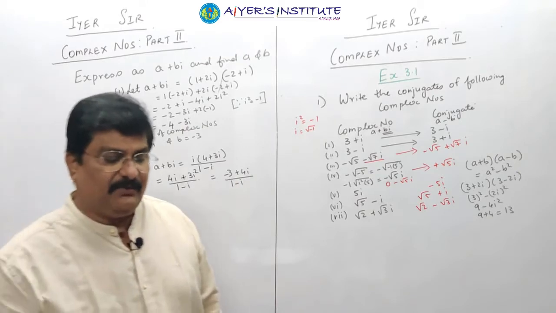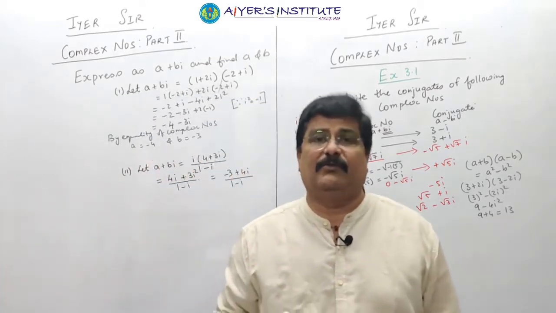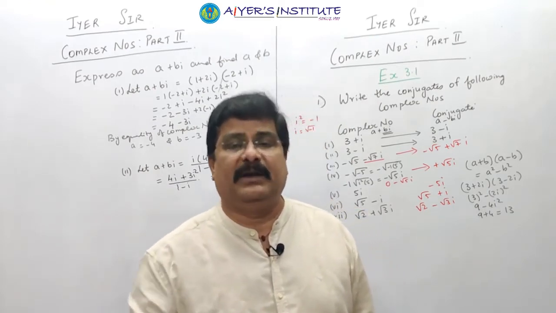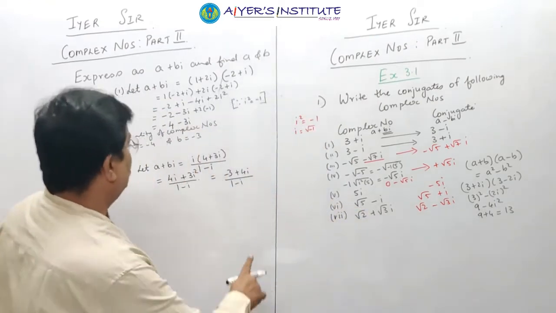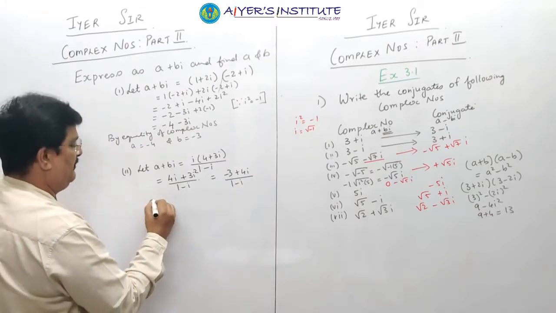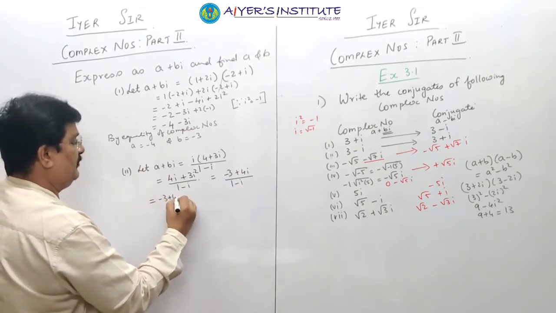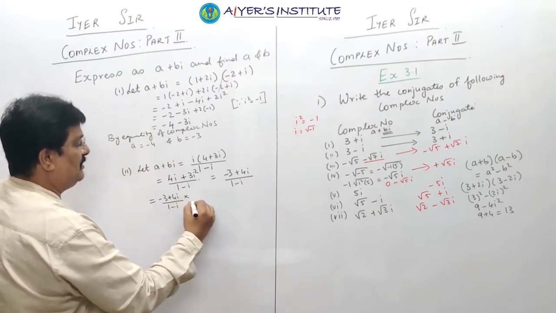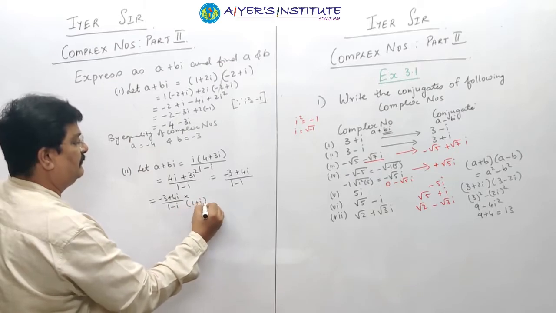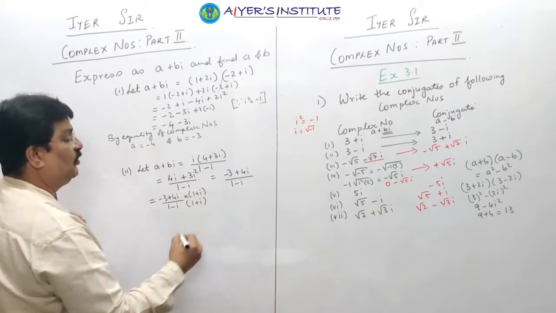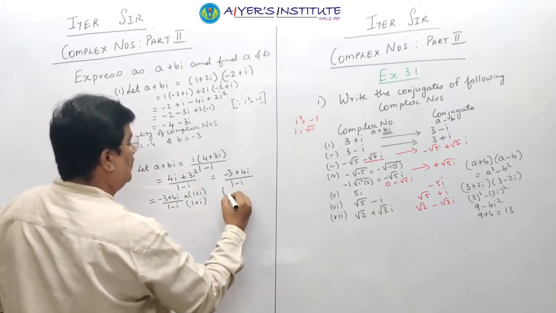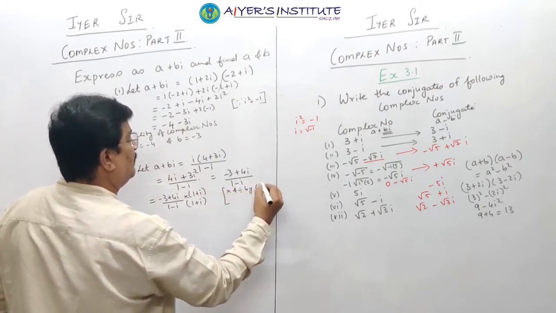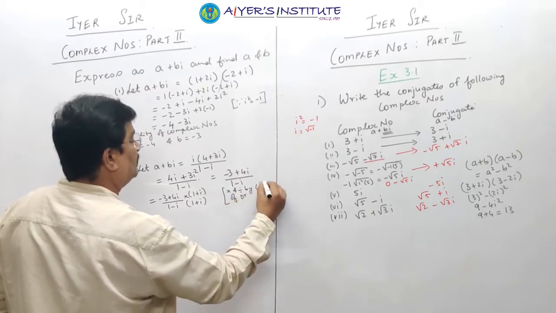Whenever we have any type of complex number with the denominator in the form a plus bi, we always have to remember that we have to multiply and divide by the conjugate of the denominator. So this is the denominator: minus 3 plus 4i over 1 minus i. So the conjugate is 1 plus i. So we normally write it also, multiplying and dividing by the conjugate of the denominator.